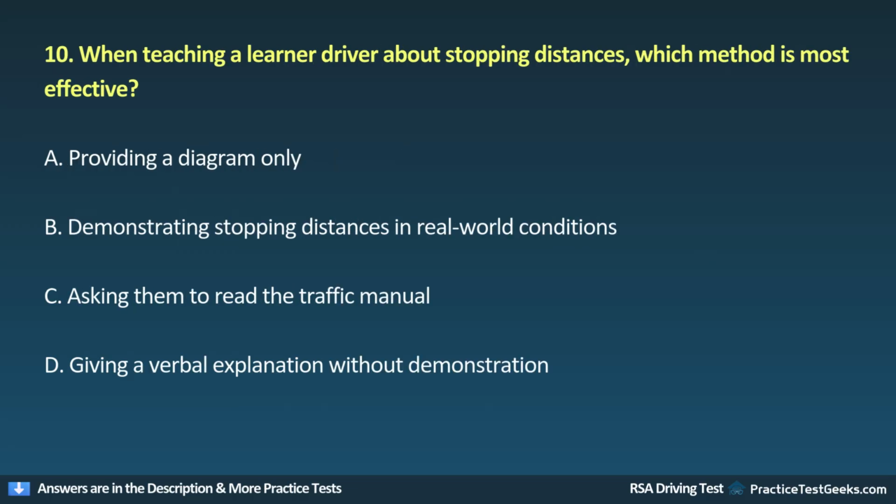10. When teaching a learner driver about stopping distances, which method is most effective? A. Providing a diagram only. B. Demonstrating stopping distances in real-world conditions. C. Asking them to read the traffic manual. D. Giving a verbal explanation without demonstration.